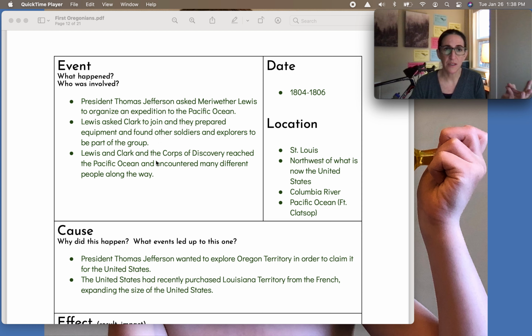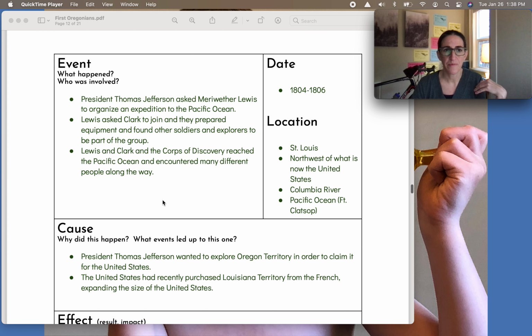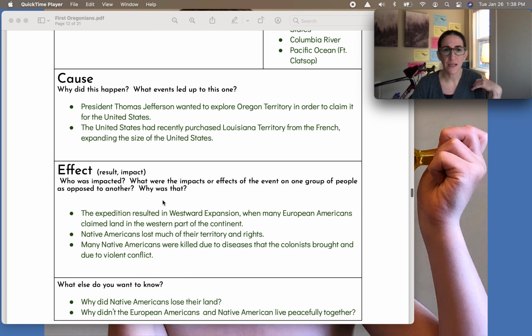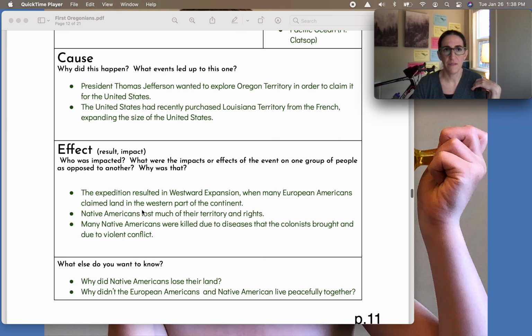Finally, Lewis and Clark and the Corps of Discovery reached the Pacific Ocean and encountered many new different people along the way. So I said who was involved: President Thomas Jefferson, Lewis, Clark, and the Corps of Discovery, and what did they do? Then we're also going to look at the cause and the effect of this event. Why did this happen, and what events led up to this one? Well, why did this happen?